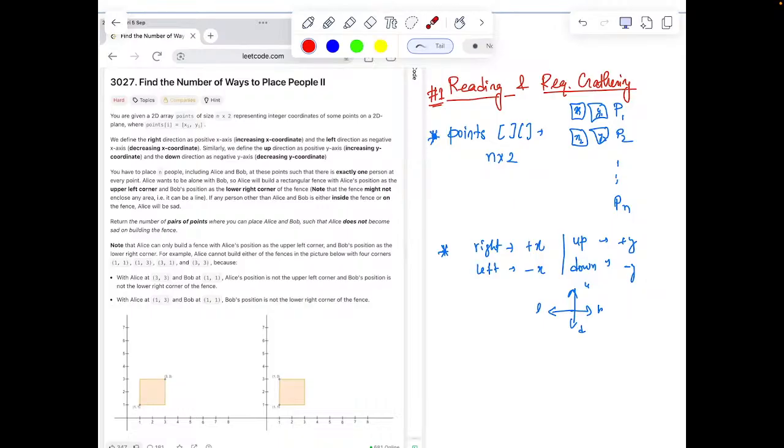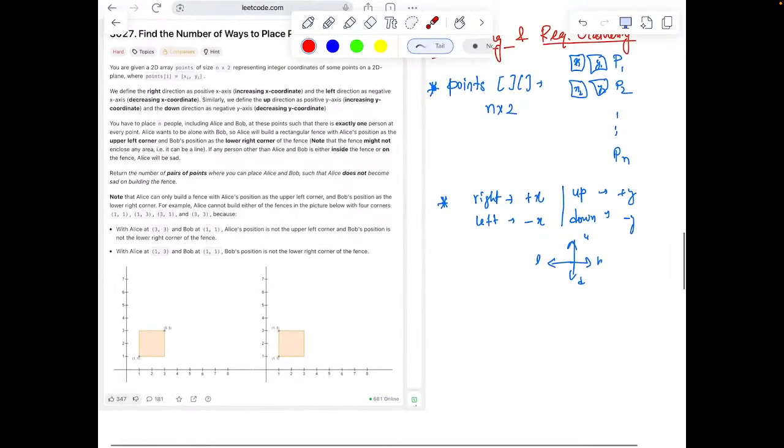Then you have to place n people including Alice and Bob at these points such that there is exactly one person at every point. So we have to place n people at n points. Quite good, because at one point there will be one guy. Also it is written that there is exactly one person at every point. Alice wants to be alone with Bob. Oh, nice. Maybe Alice doesn't want Bob nearby.